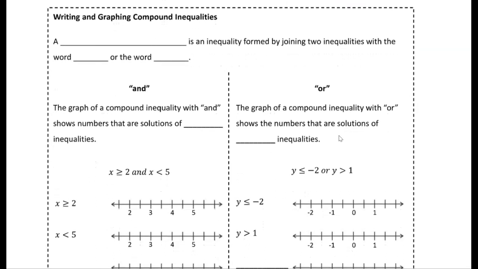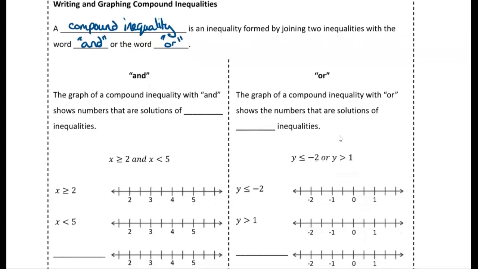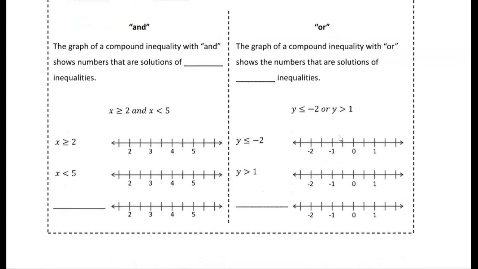Okay, writing and graphing compound inequalities. A compound inequality is an inequality that's formed by joining two inequalities with the word and or the word or. So they use and or they use or. Okay. On and inequalities, the graph of a compound inequality with and shows numbers that are solutions of both inequalities.